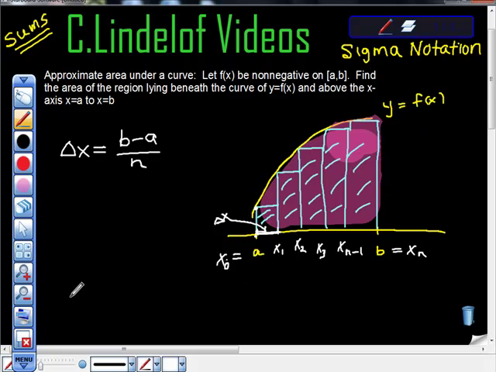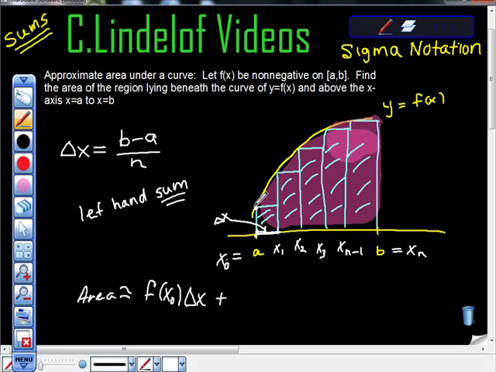We're going to say that the area is approximately equal to f of x sub 0, because that's the height. Remember, this is x sub 0 here, so this is f, the height of that, times change in x. And then the height of the second rectangle, since this is a left-hand sum, the sum based on the rectangle's left-hand corner touching the curve. So this is our left-hand sum, plus f of x sub 1 times change in x, right?